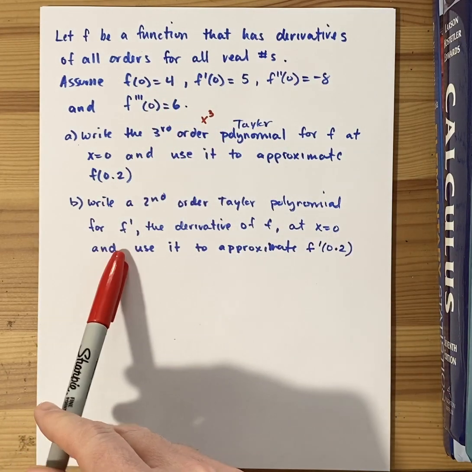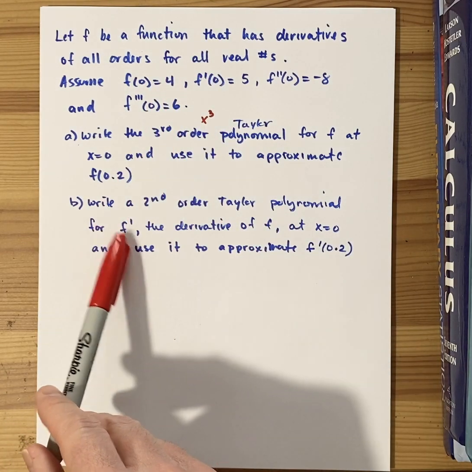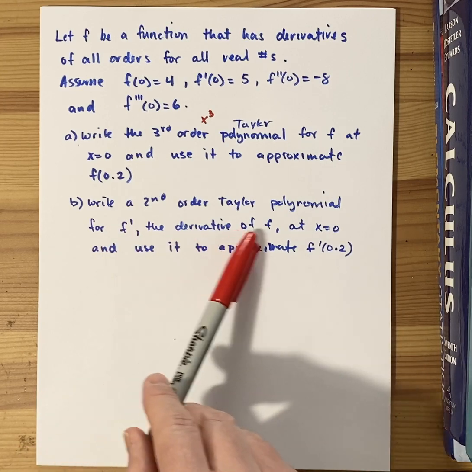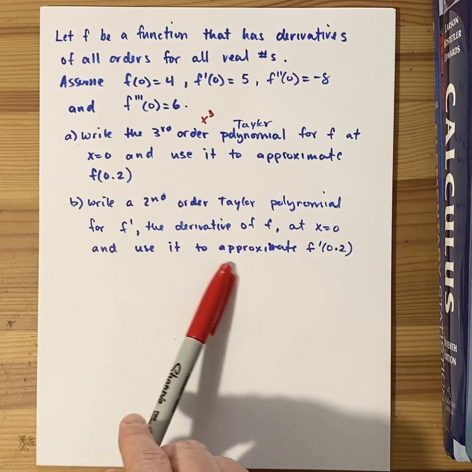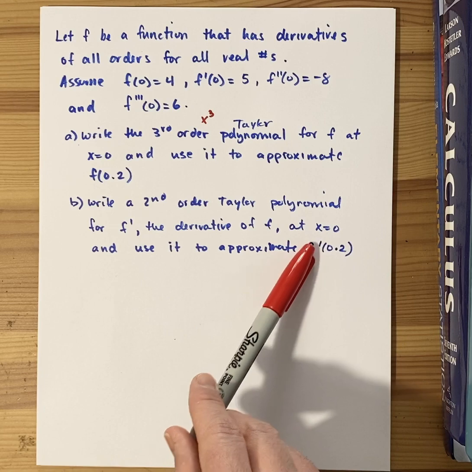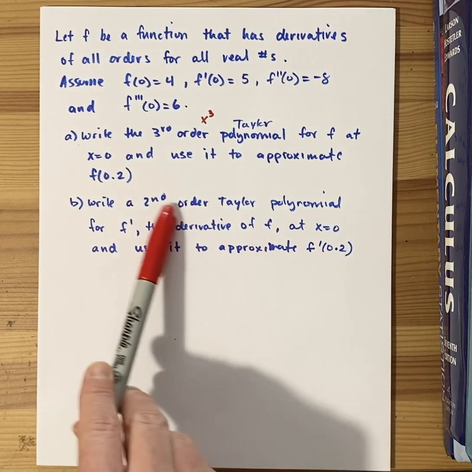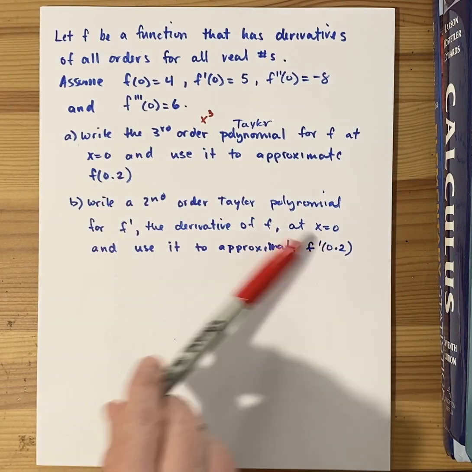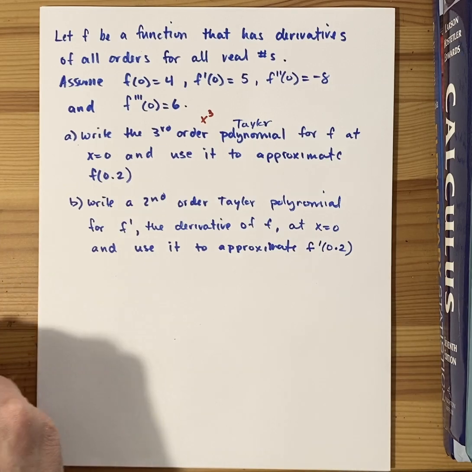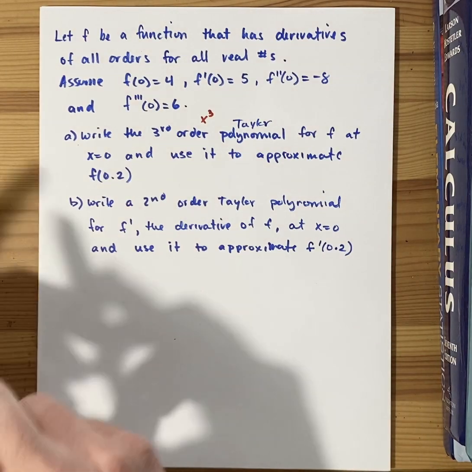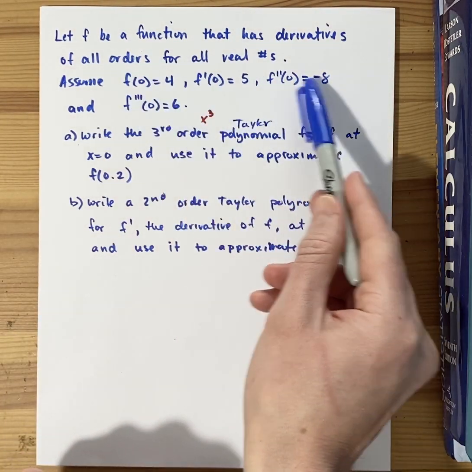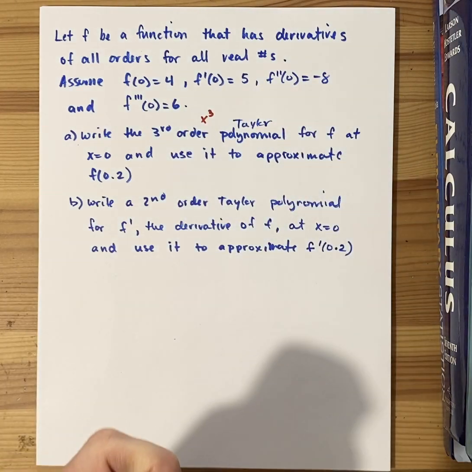And then we're going to do a second order polynomial for the first derivative, which is a little different, at 0, and use it to approximate f prime. So notice the difference. One, we're approximating f of 0.2, and the other, f prime of 0.2. Okay, so when you do this, they already gave you all your derivatives.